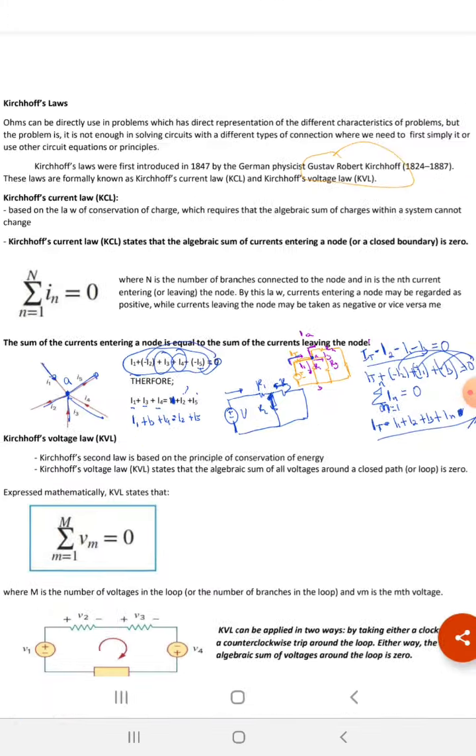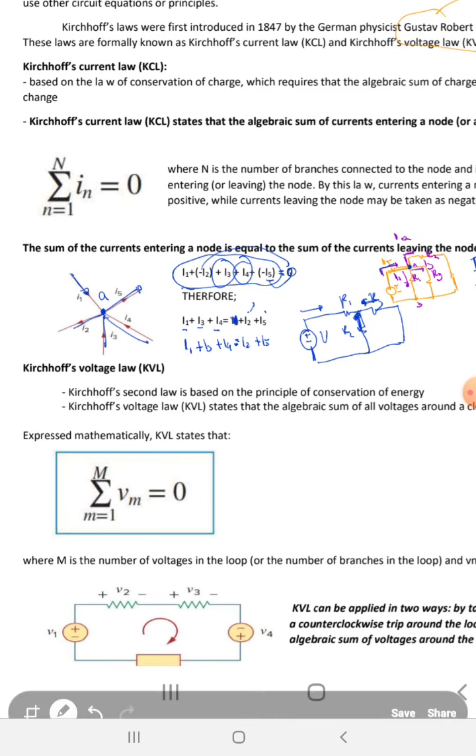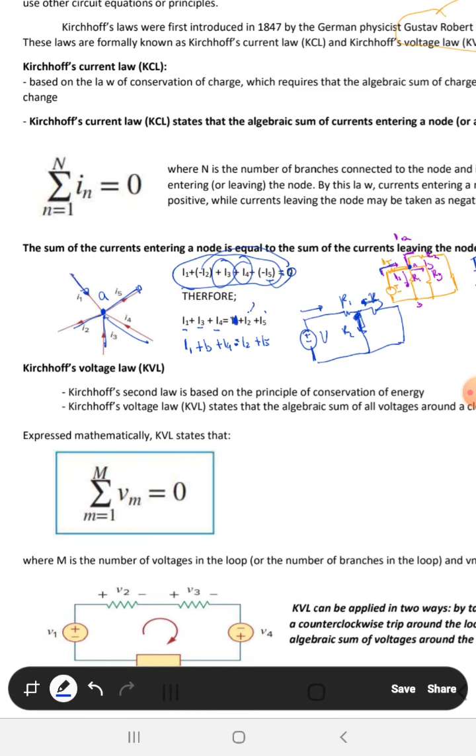Next is your Kirchhoff's voltage law. Your Kirchhoff's second law is based on the principle of conservation of energy. Nga pala, your first principle or your current KCL is based on the principle of conservation of charges. Okay? That's a fun fact. Tama ba? So, Kirchhoff's law of voltage.